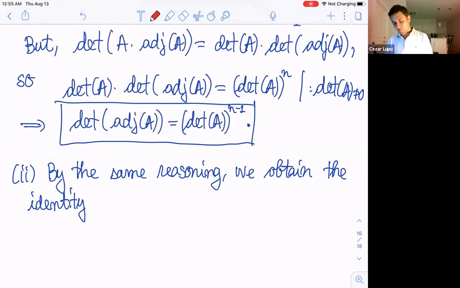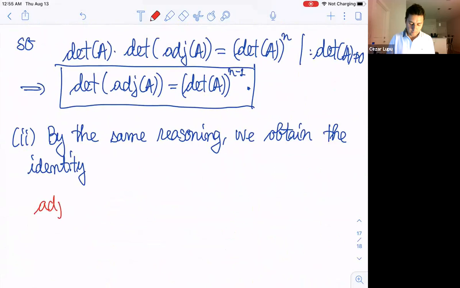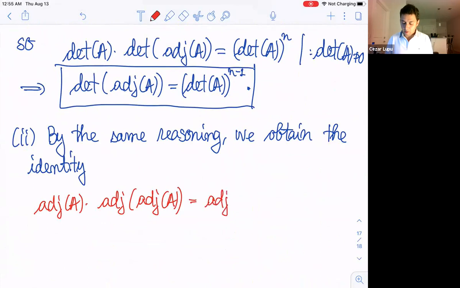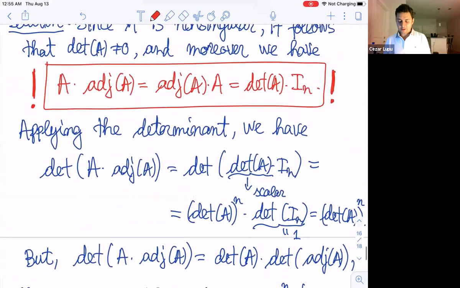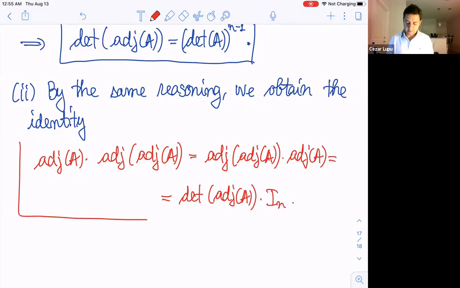Let's look at it. We'll have that the adjugate of A times the adjugate of the adjugate of A is just the adjugate of the adjugate of A times the adjugate of A, which will be equal to the determinant of the adjugate of A times the identity. Let's keep this in mind.